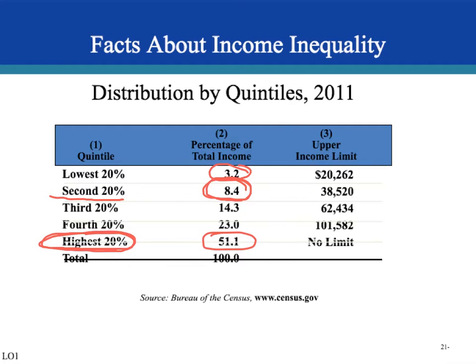So we do have some inequality going on in the United States. If there was perfect income equality, then the lowest 20%, second 20%, third 20%, fourth 20%, and highest 20% would all be making the same, and the percentage of total income would all be 20%.